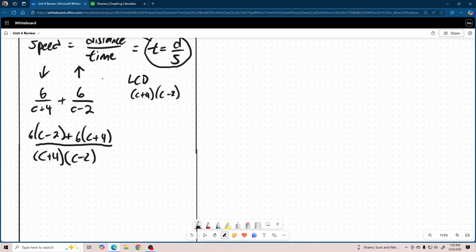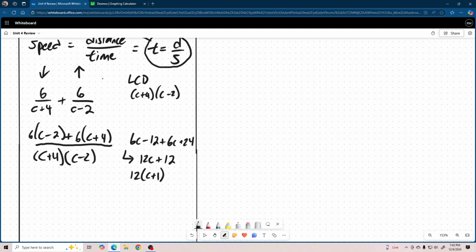Now we can distribute this out a little bit just to see if we can do anything with it. Remember that when you're adding expressions, it's kind of a mix of factoring and then simplifying and then factoring back and forth to see what you can get. So let's go ahead and do that. So we're going to get 6c minus 12, right? And then plus 6c plus 24, right? And this is going to simplify into 12c plus 12. Right? So now we can take a 12 out of that, and we're going to get 12 times c plus 1.